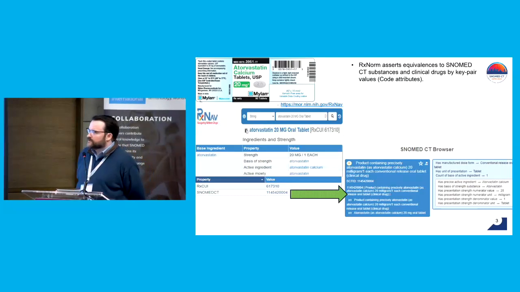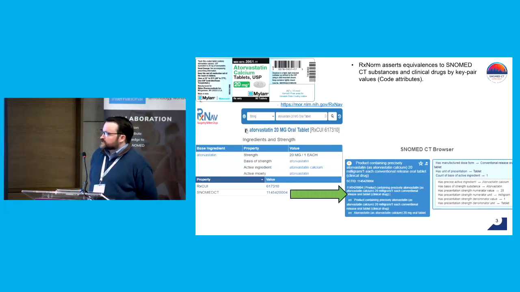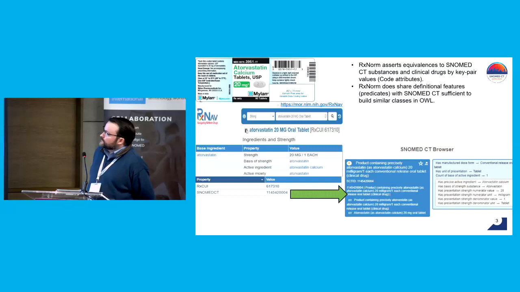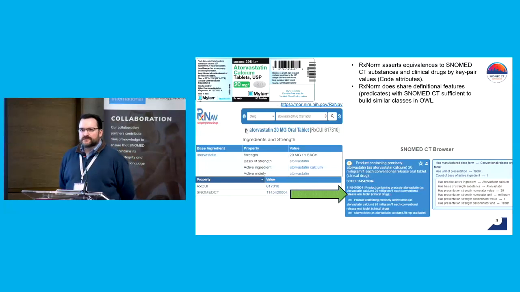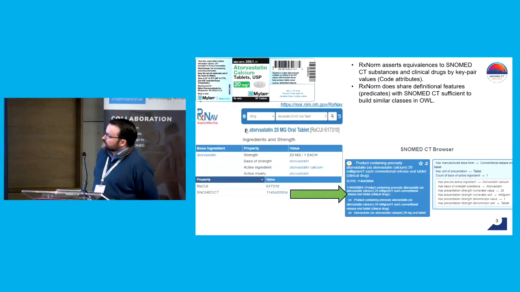A browser isn't a model, but it's a good visual representation of a SNOMED CT clinical drug that we map to in the SNOMED browser. And that's a manual mapping. So we're trying to answer, is this really a good quality mapping? RxNorm does share definitional features or predicates, if you will, if you're an OWL fan, with SNOMED CT sufficient to build classes.